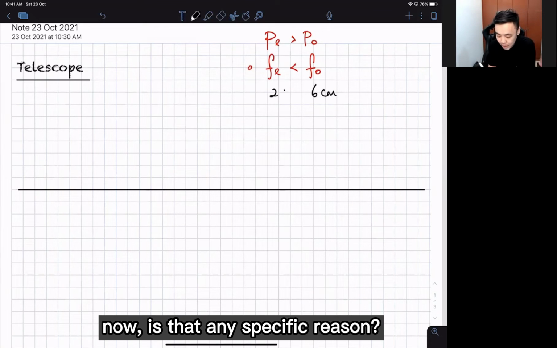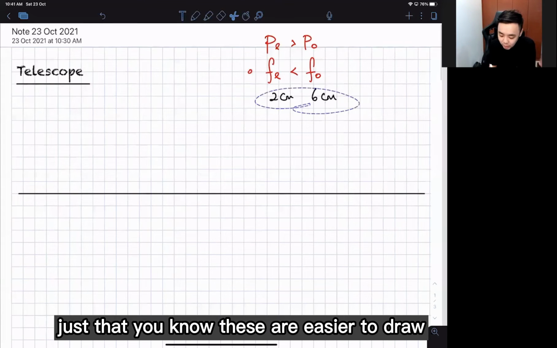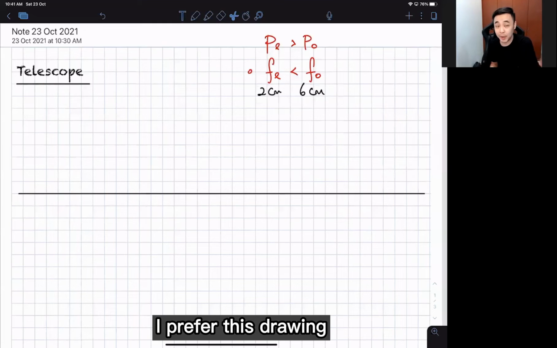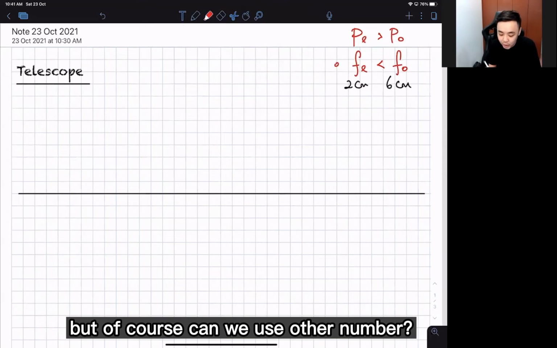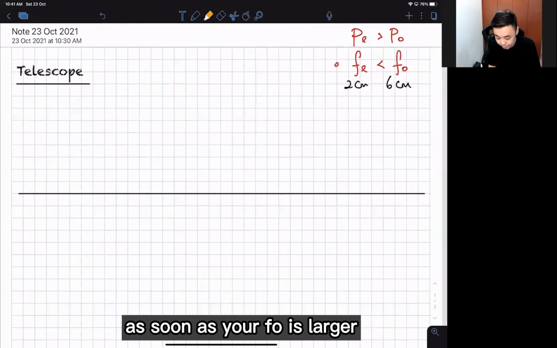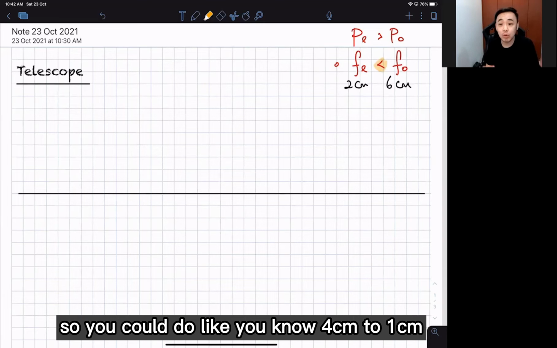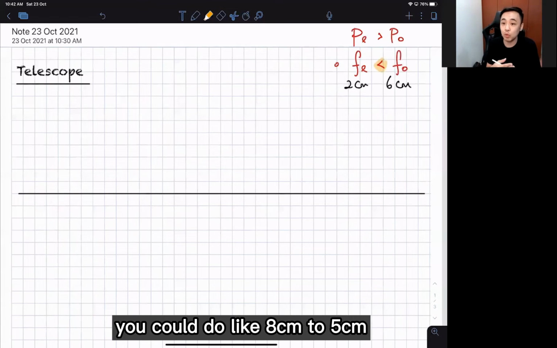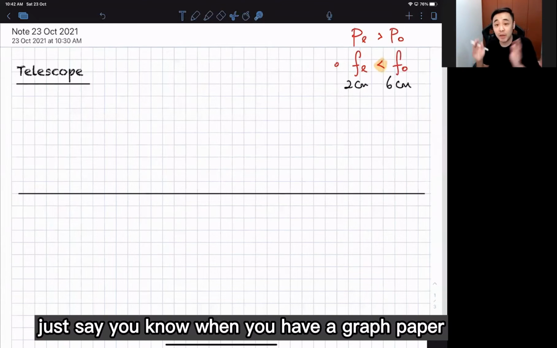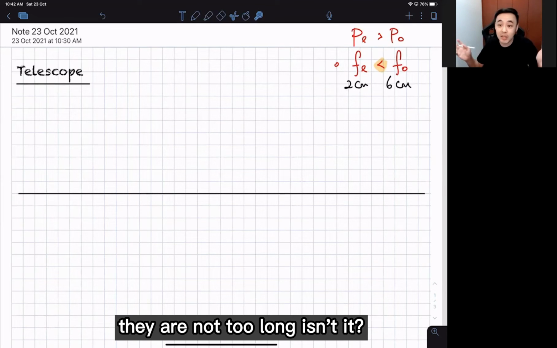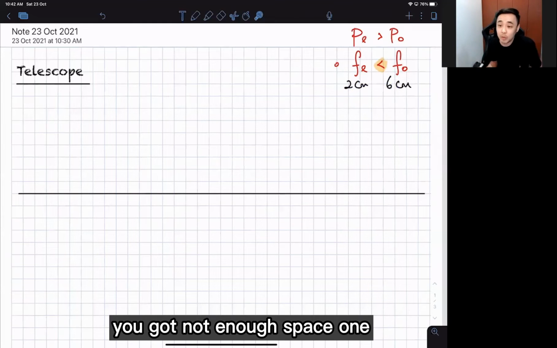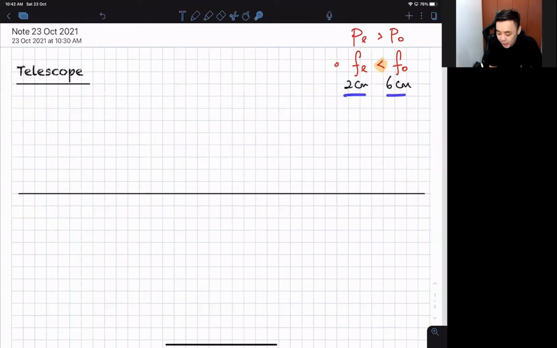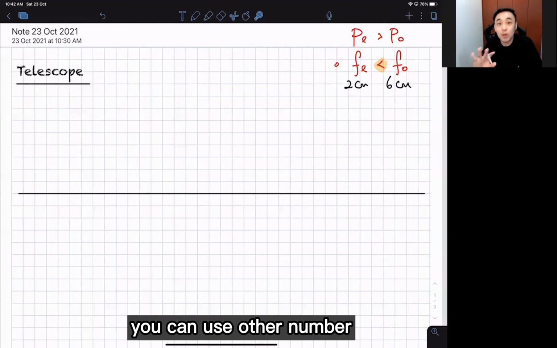Now, is there any specific reason? No, just that these are easier to draw. I prefer this measurement. But of course, can we use other numbers? Of course we can, as long as your FO is larger. You could do 4 cm and 1 cm, or 8 cm and 5 cm, whatever you want. Just that when you have a graph paper, it's not too long, isn't it? You can't do 10 cm and then 2 cm, as you don't have enough space. So that's why I normally recommend 2 and 6. You can use other numbers, your choice.